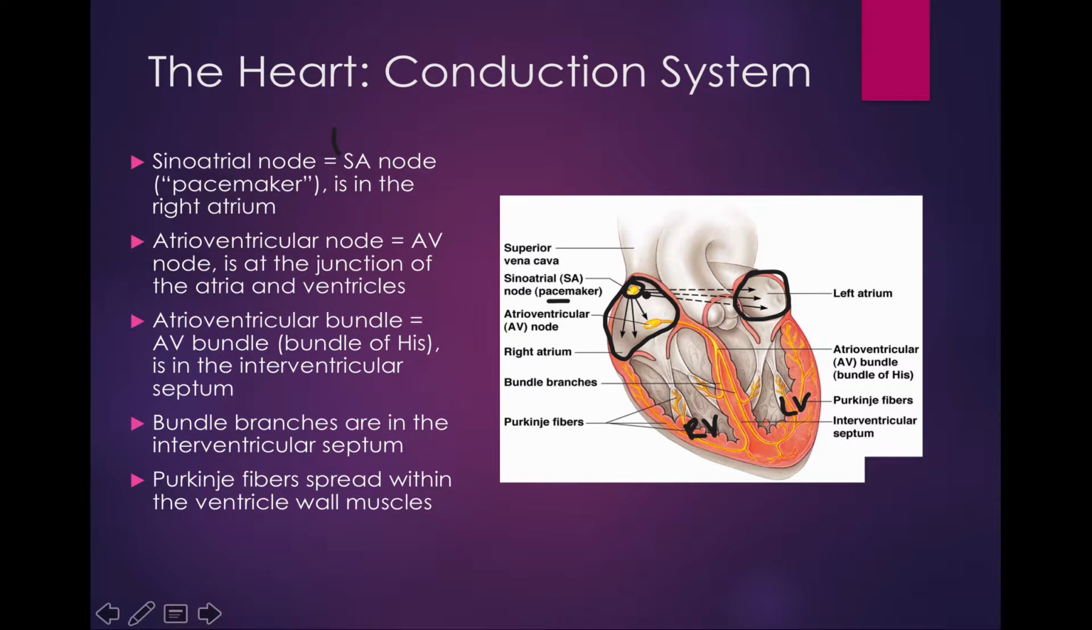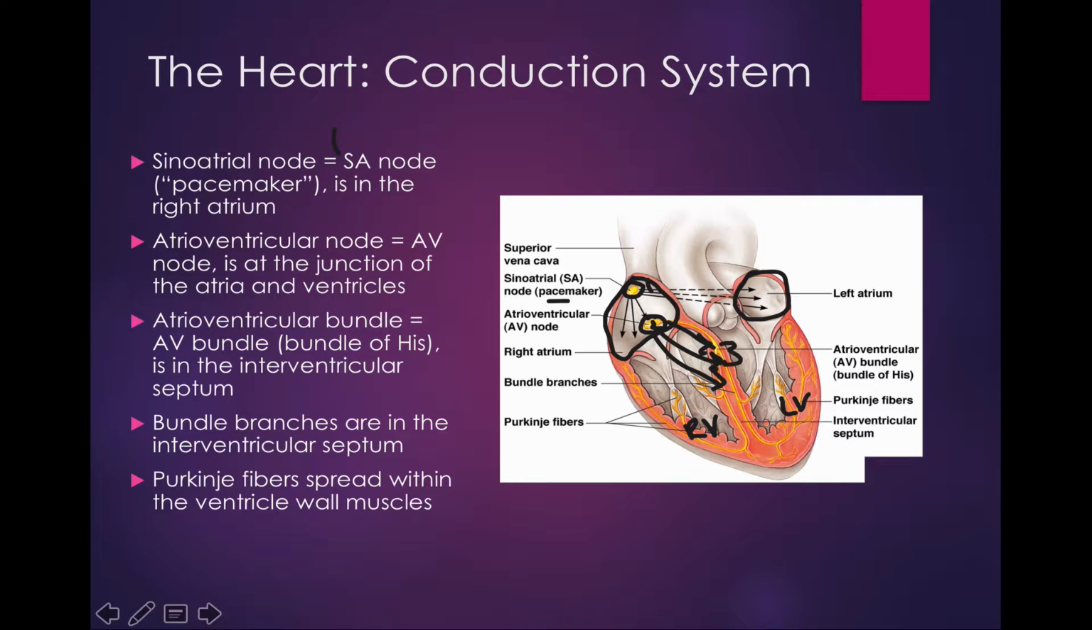The SA node is then going to send an impulse to the AV node. So your AV node is right here. So this is going to be 2. So you start with the SA node, then you go to the AV node. Then basically the AV node is at the junction of the atria and the ventricles. So then the AV node is going to send its impulses to the AV bundle. So the bundles are over here. So it's going to send its impulses of go ahead and contract. So the message is go ahead and contract is what you need to know.